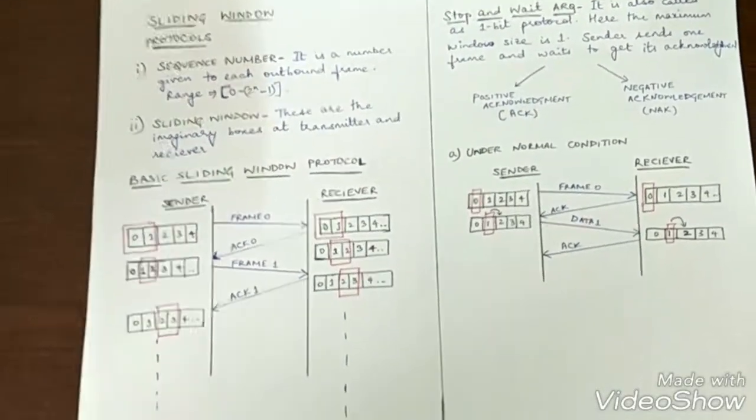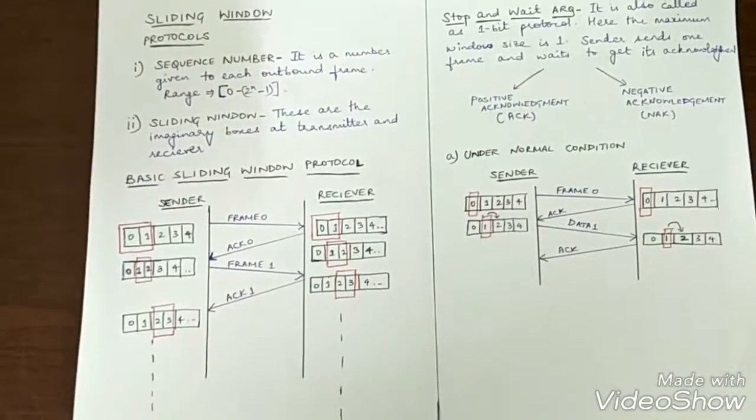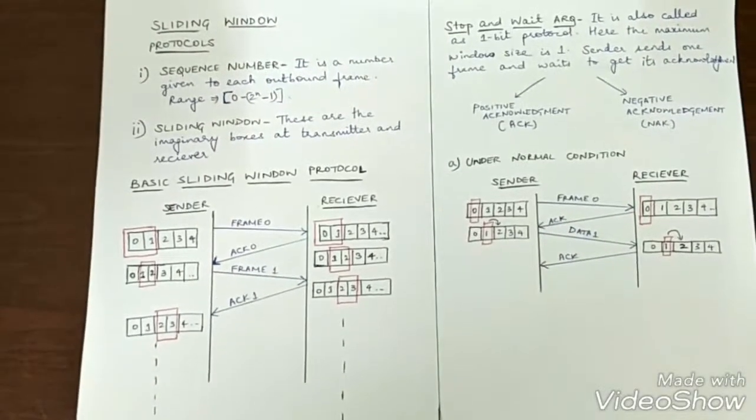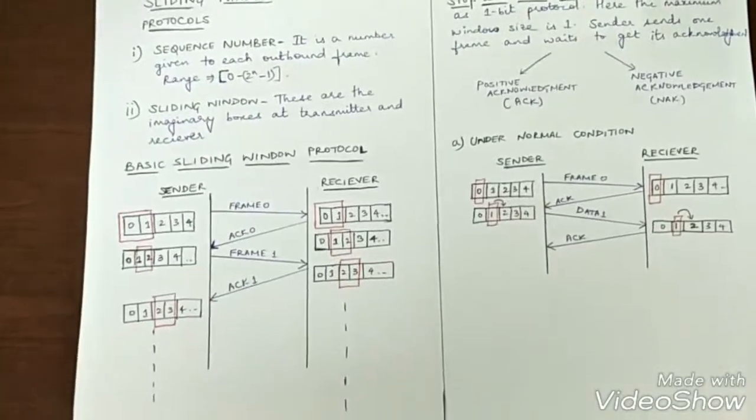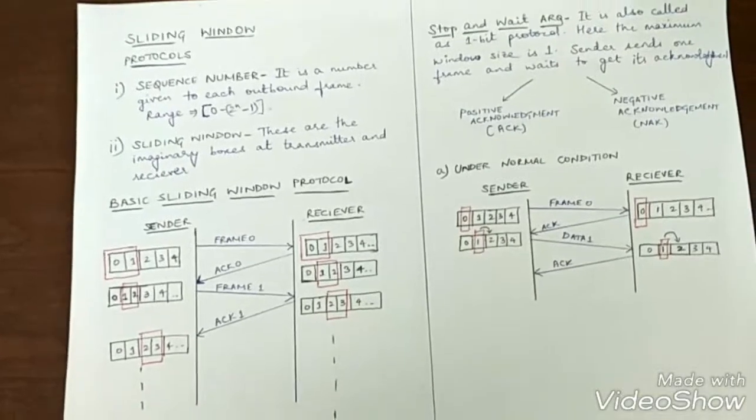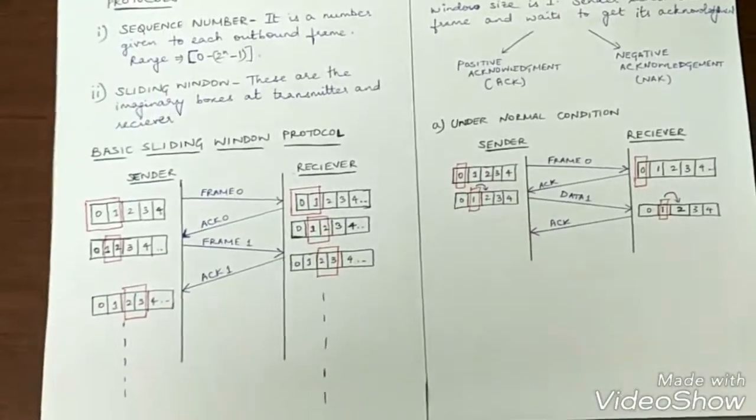Next is the sliding window. So these are the imaginary boxes or buffer storage areas in which a few number of frames lie at both transmitter and receiver. Suppose at the sender side, there is a sliding window where you can transmit 3 frames one by one to the receiver and get the acknowledgement for each frame from the receiver.